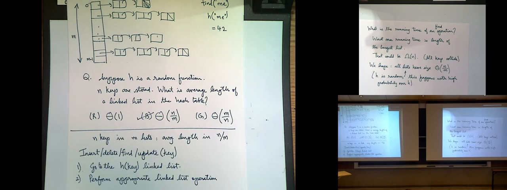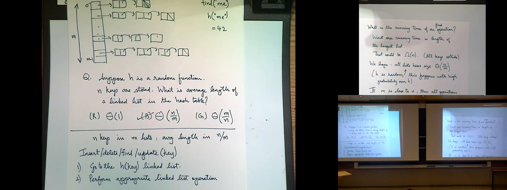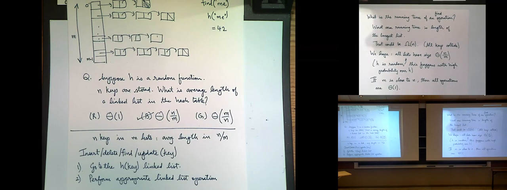Okay, so if m is close to n, then all operations are theta of 1. Sorry. Right? So if you choose, think about it as m is at least n. But even if you choose m to be like n over 2 or something, then you expect that this is going to be small. Right? So this is basically how a hash table, this is one implementation of a hash table.